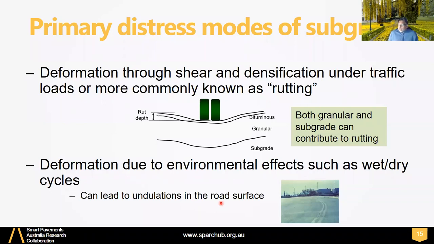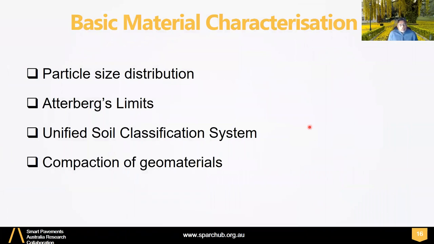In addition, clay soils can undergo deformation due to environmental effects such as wet-dry cycles, and this can lead to undulations in road pavements, as you can see in this picture. Basic material characterization may include these four things: particle size distribution, Atterberg limits, unified soil classification system, compaction of geomaterials. So I'll be touching on this very briefly.